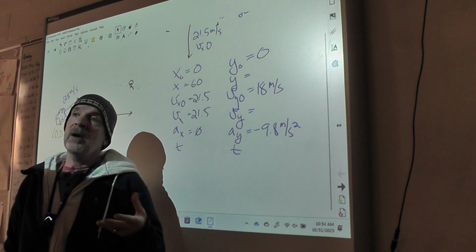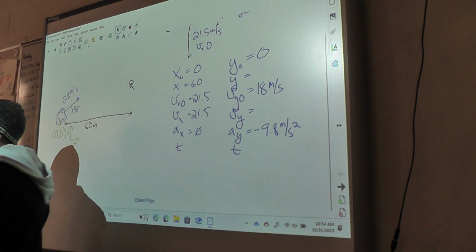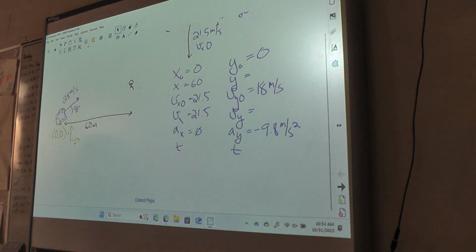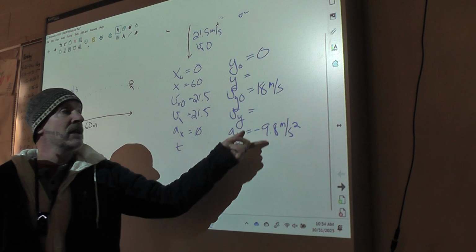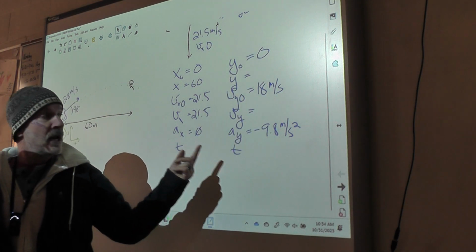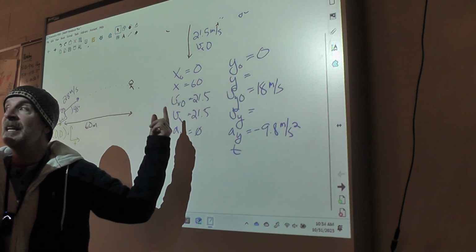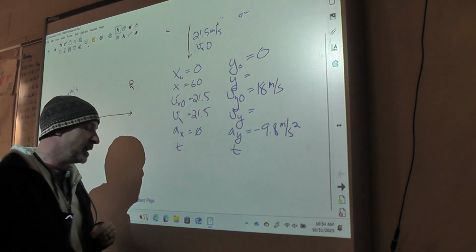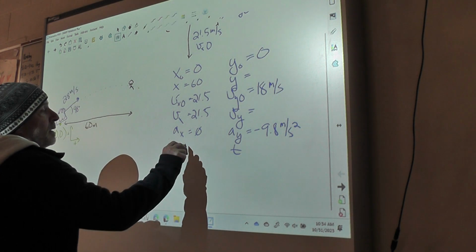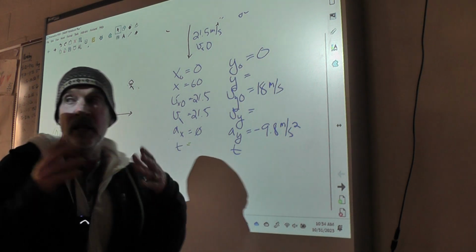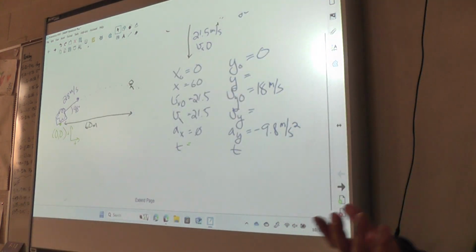So this is where we come back to the idea that the framework doesn't say, try to find the answer. The framework says, what can you figure out? You can't figure out anything over here. But guess what? We have enough information in the horizontal dimension to find how long this thing is moving. We didn't in the other problems that we were doing, but in this one we do.